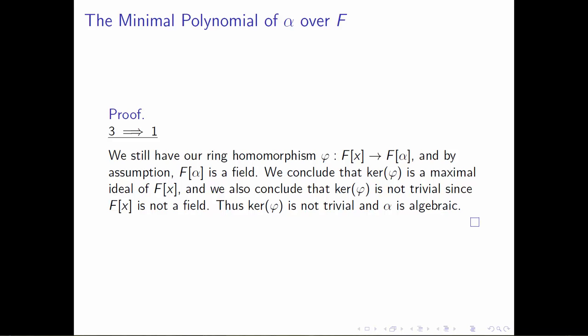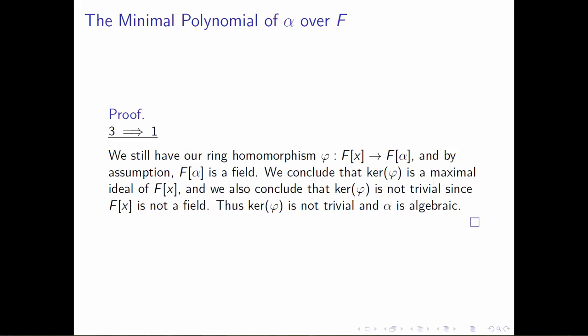Now, because we have a theorem going both ways, we conclude that the kernel of phi is a maximal ideal of F adjoined x. And we also conclude that the kernel of phi is not trivial. This has to be the case because we know that F adjoined x is not a field. So if the kernel of phi was trivial, then we would be saying that F adjoined x is isomorphic to F adjoined alpha. One thing is a field and the other thing is not a field. So it must be the case that there really was an ideal that we modded out by there.